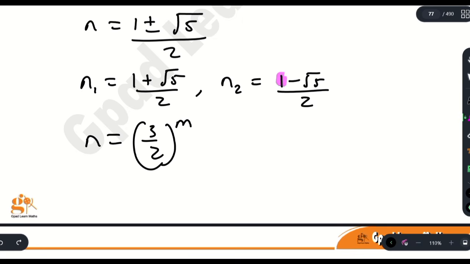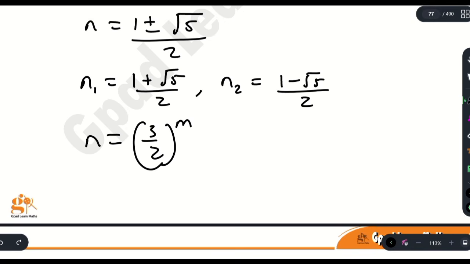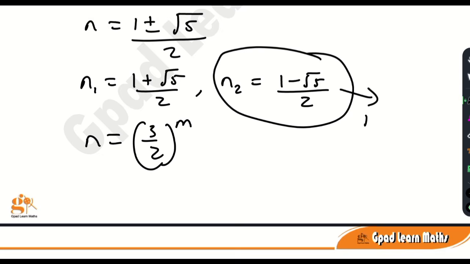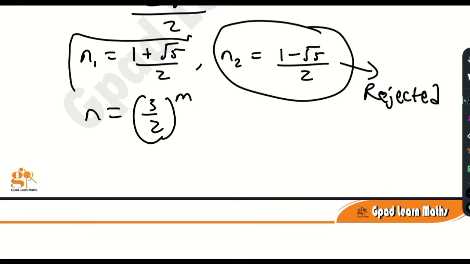Root 5 is bigger than 1, so it will give you a negative number. And you cannot put a negative number here because there's an exponent here. If you take the logarithm of both sides, you end up having a logarithm of a negative number, which is undefined. So we're going to reject n2. So this is rejected. We're only going to go with n1, which is 1 plus root 5 over 2.